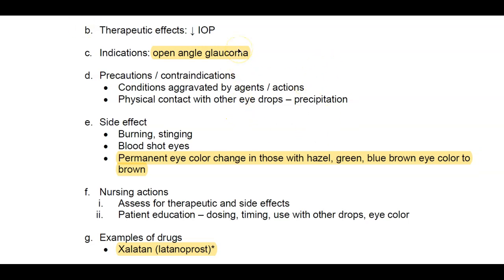Nursing actions include, again, assessing for therapeutic effects and side effects, and patient education, so include the dosing, the timing, what it is for, and so on, but also, again, reminding them that these eye drops can change their eye color. An example of drugs under this class is latanoprost or Xalatan.